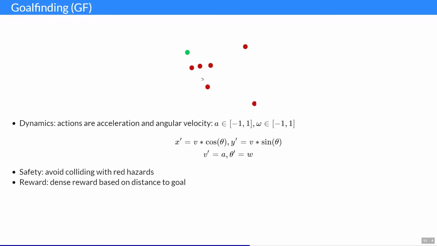The next environment is a goal-finding one. Here the dynamics of the robot are a little bit more complicated. It chooses both an acceleration and an angular velocity, and then follows the dynamics shown here. The agent must avoid colliding with these red hazards that are spaced throughout the map, and it receives a reward based on its distance to the green goal, and a discrete reward also when it reaches that goal and the episode ends.